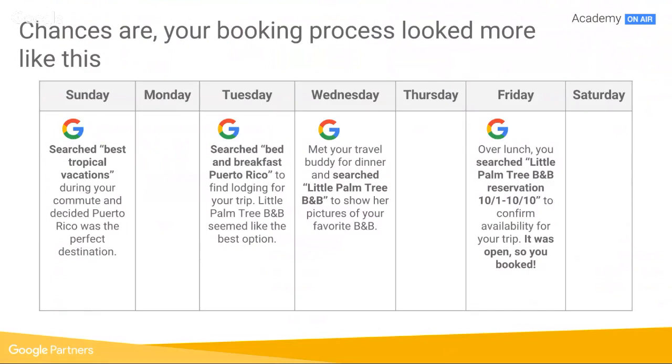And it might look like this. Let's say within a week's time, you search for best tropical vacation, right? And decided, hey, I'm going to go to Puerto Rico. Then you search for a bed and breakfast. Okay, you need to find accommodation. You found accommodation but you're not quite sure yet. And it takes you a week or even longer to finally book that specific bed and breakfast. So there's a lot of different interactions along the line.